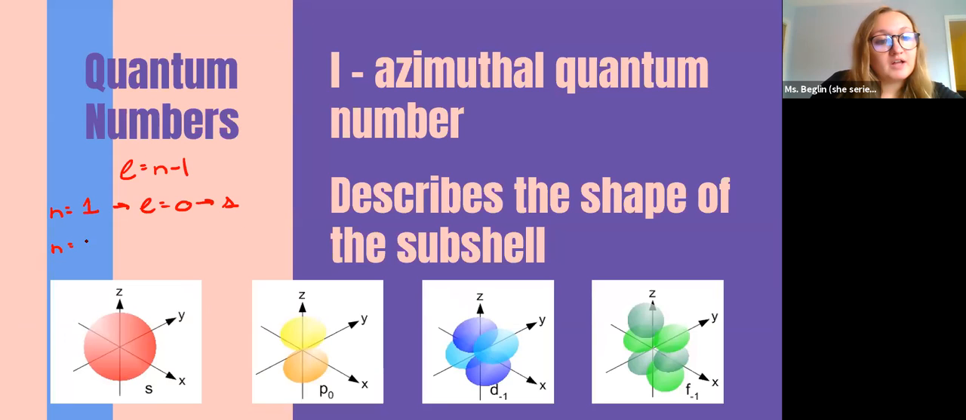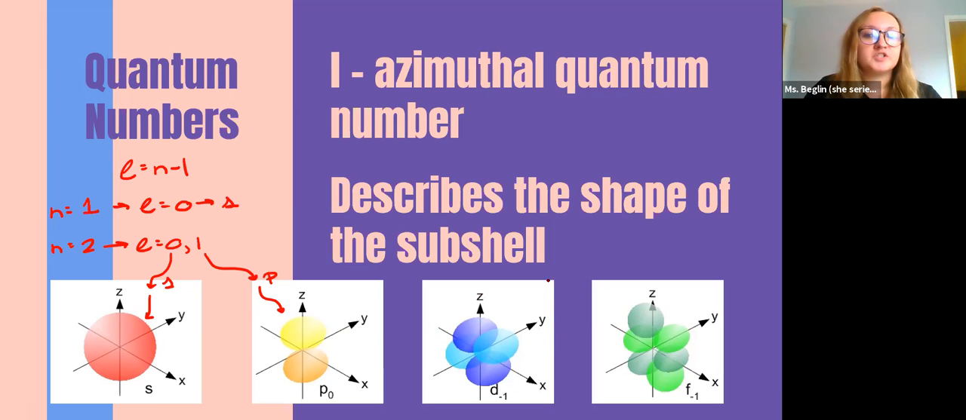When we move to our second energy level, n is equal to 2, L can be equal to 0 or 1. 0 again being our s orbital, 1 representing our p orbital. And we can continue to move forward to D and F. But the key thing here is that the azimuthal quantum number describes the shape of the subshell. It can be L is equal to 0, which we call S, L is equal to 1, which we call P, L is equal to 2, which we call D, or L is equal to 3, which we call F.